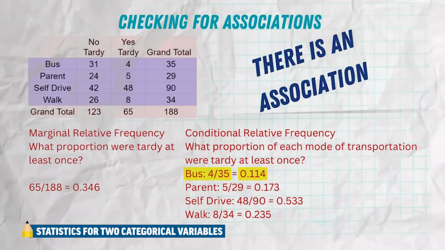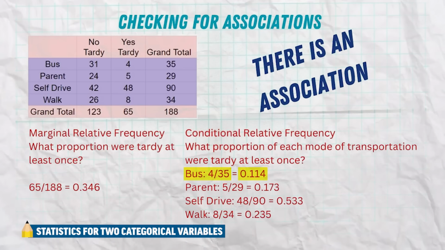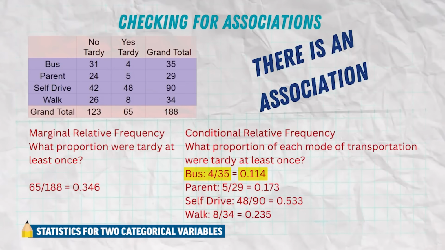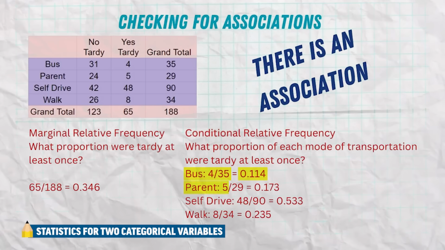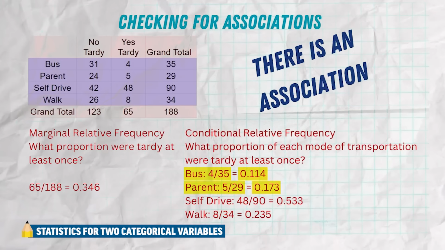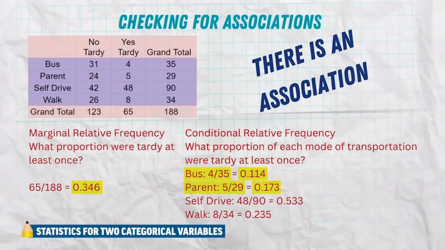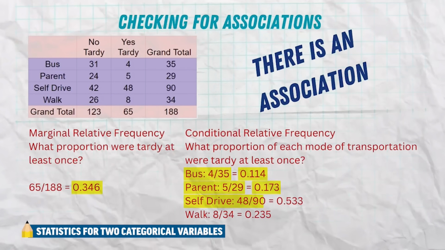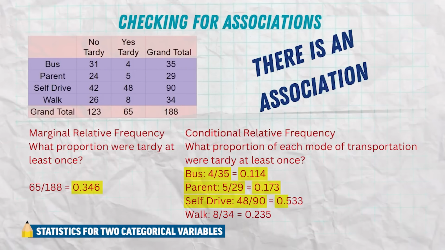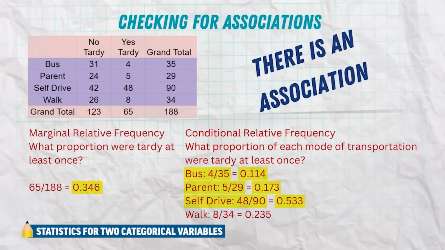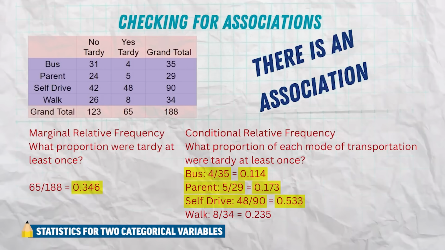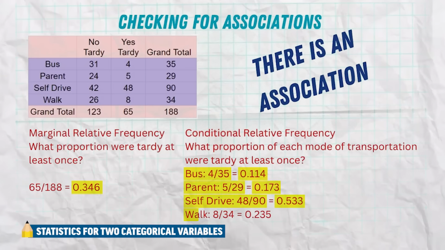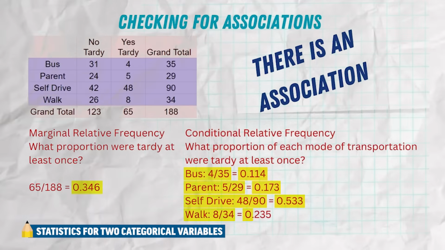So again, something about riding the bus made you less likely, or there's less of a chance that you are tardy. If you drove with a parent, 5 out of those 29 kids were tardy, about 17%, also a little bit less than that marginal value. And if you drove yourself, of the 90 kids that drove themselves, 48 were tardy. That is now up to 53%. So we see that if you drive yourself to school, you are much more likely to be tardy. And then lastly, of the kids that walked to school, 8 were tardy, and that's at about 24%.